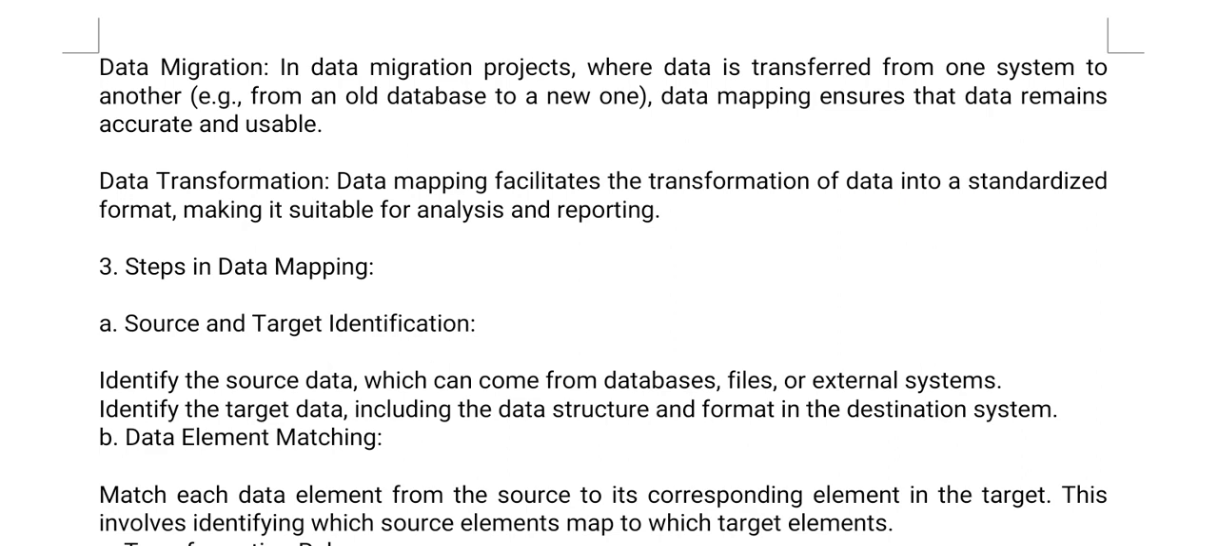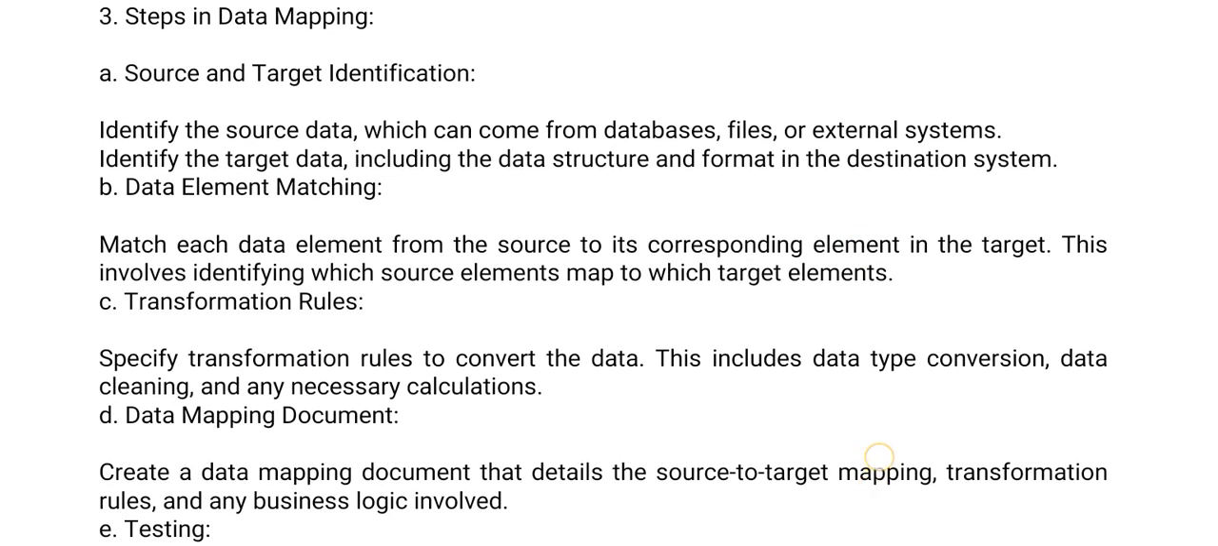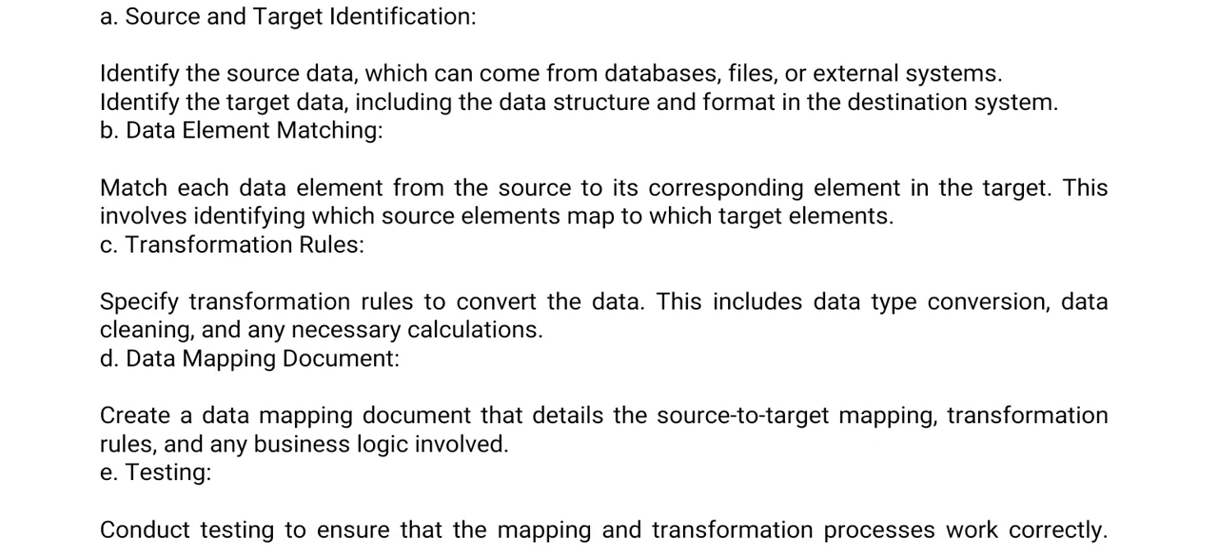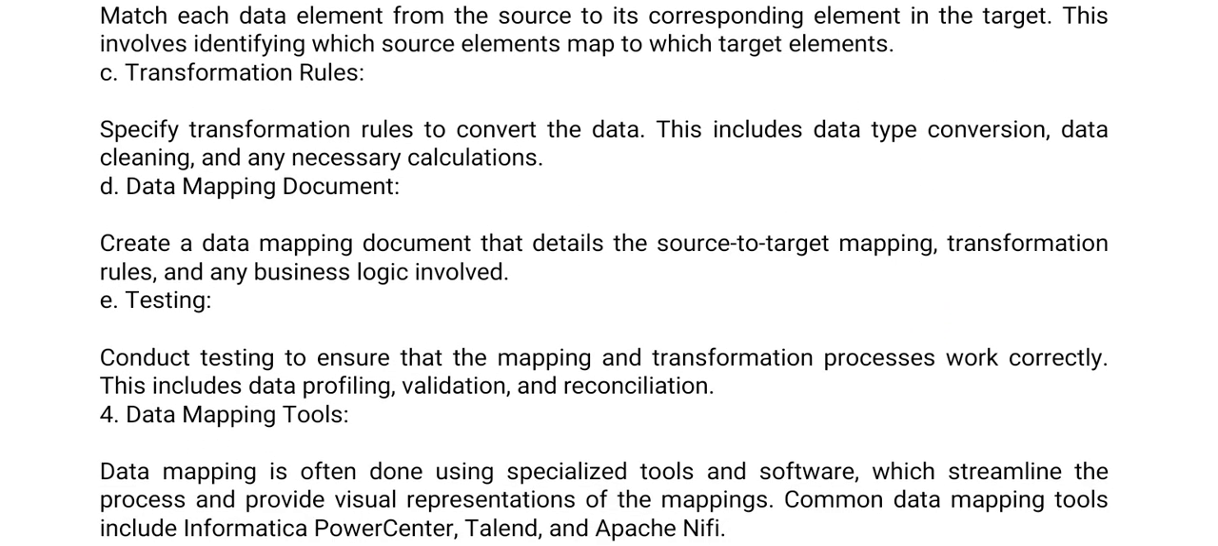Source and target identification. Identifying the source data, which can come from databases, files, or external systems. Identify the target data, including the data structure and format in the destination system. Data element matching. Match each data element from the source to its corresponding element in the target. This involves identifying which source elements map to which target elements. Transformation rules. Specify transformation rules to convert the data. This includes data type conversion, data cleaning, and any necessary calculations.